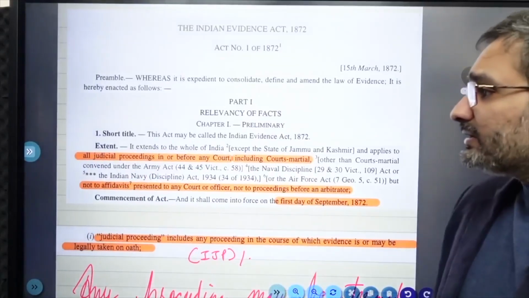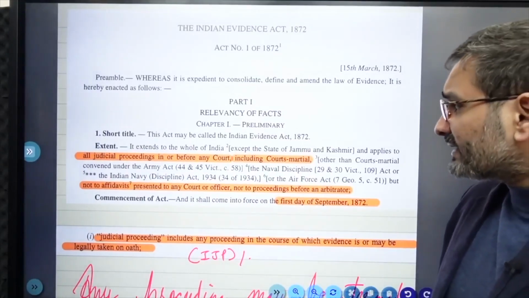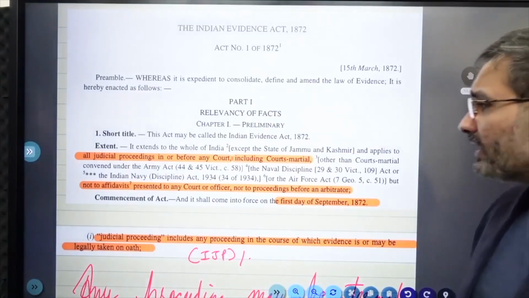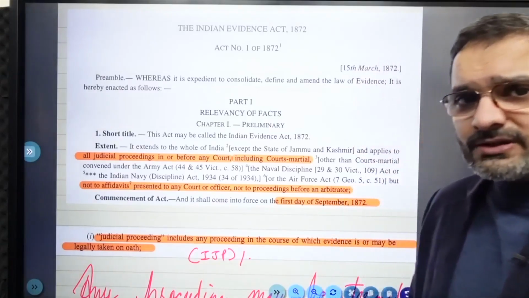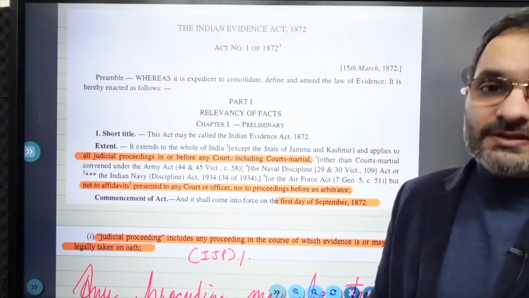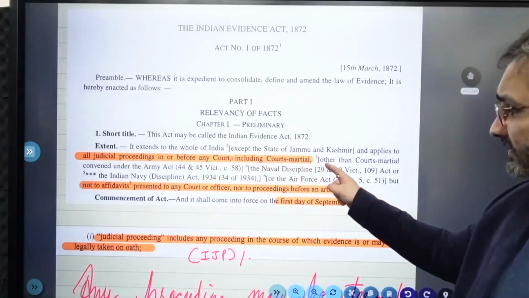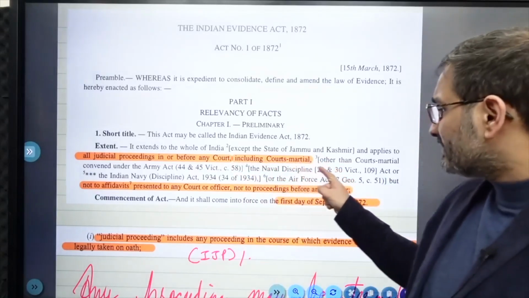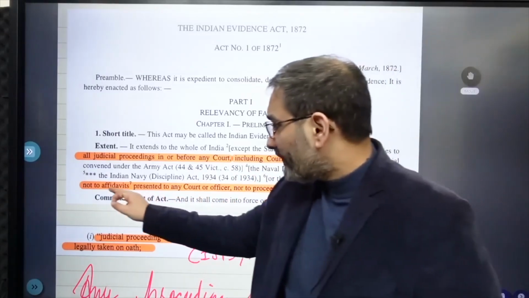अच्छा, अब Section 1 खोल लीजिए of the Evidence Act. This act may be called the Indian Evidence Act. It extends to the whole of India and applies to all judicial proceedings in or before any court. So all judicial proceedings again where evidence is taken as per CRPC section 2 के अंदर दे रखा, or before any court including courts martials. So court martials वाले जो जनता है वो भी यहाँ पे covered है, but not to affidavits.